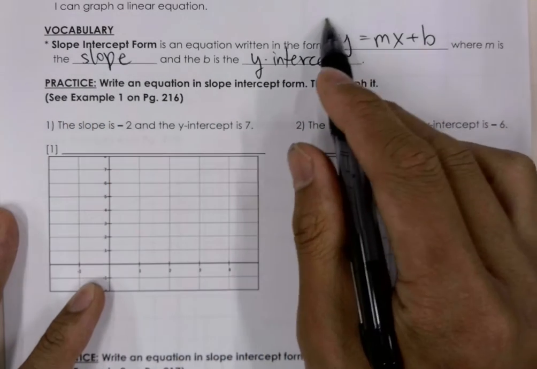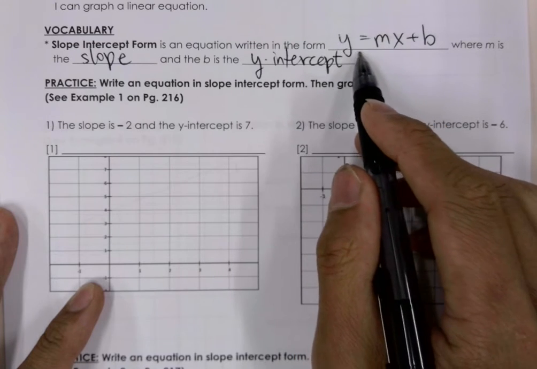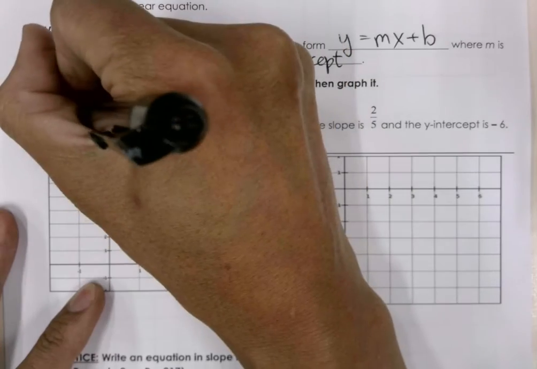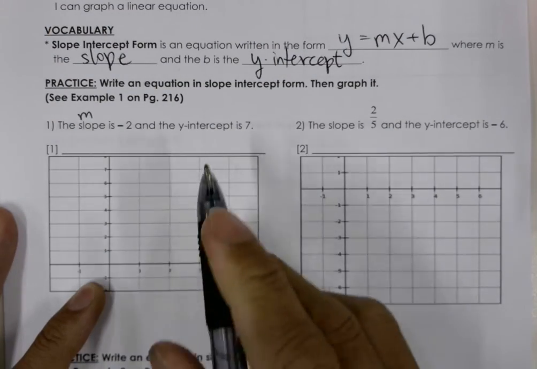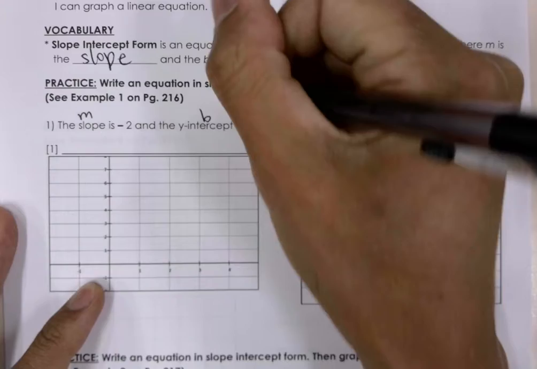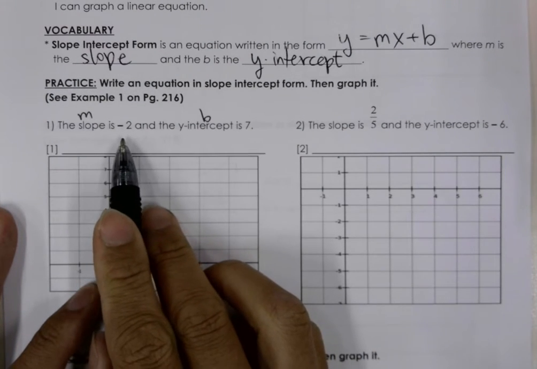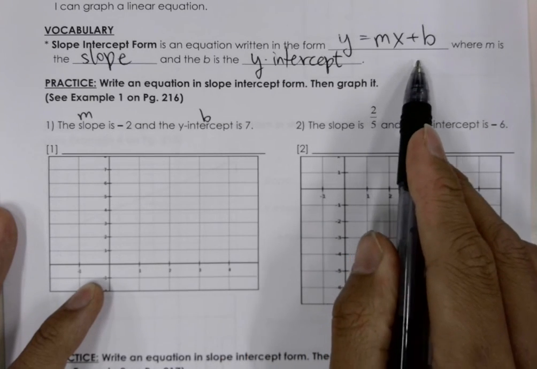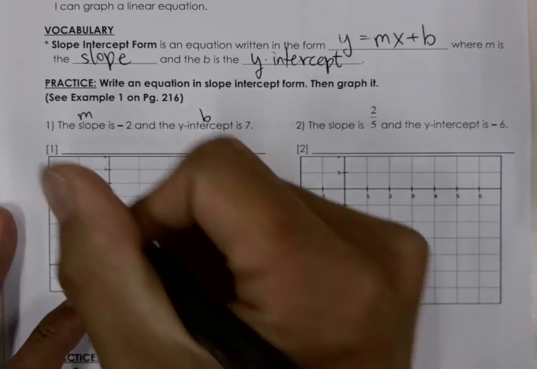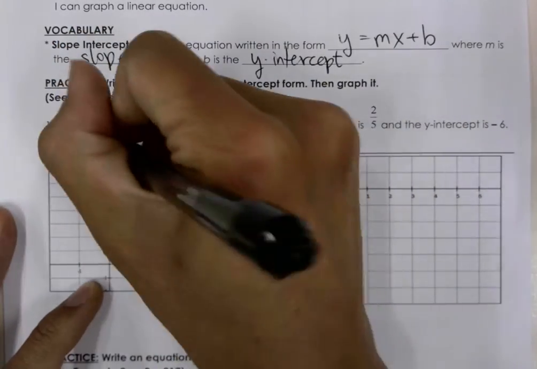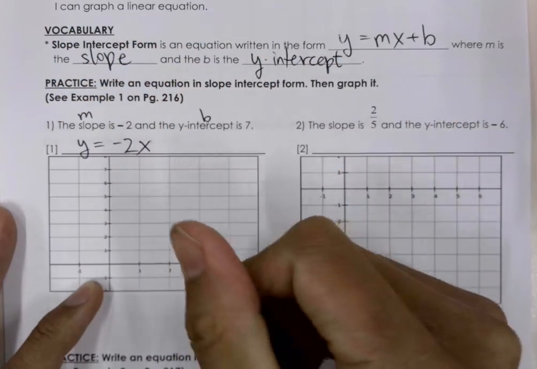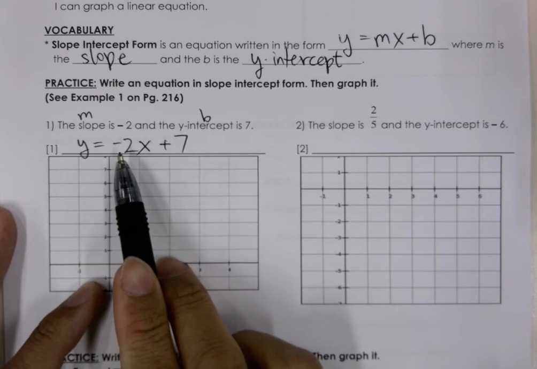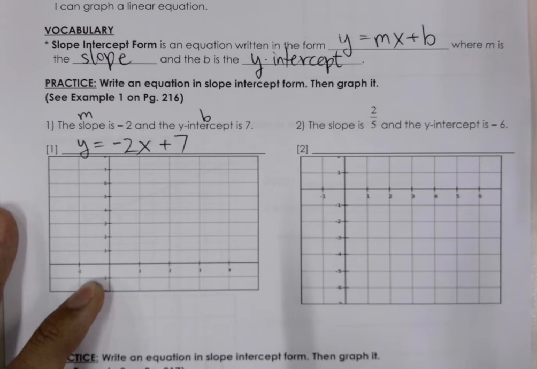We just take a look at this equation here. y is equal to mx plus b. The slope is our m, and the y-intercept is our b. So we just substitute -2 for m and 7 for b. Let's do that now. We're left with y is equal to -2x plus 7.